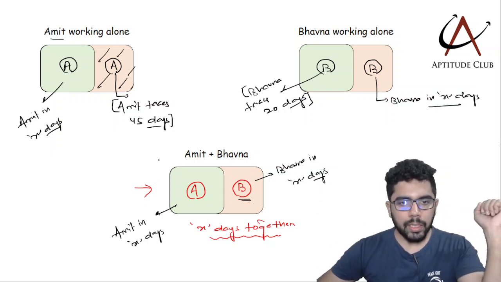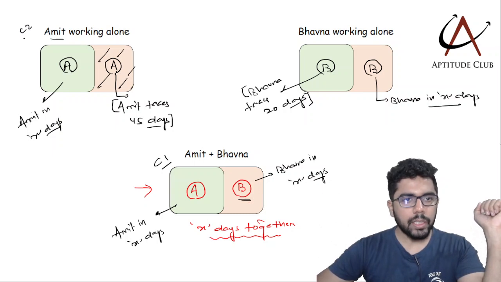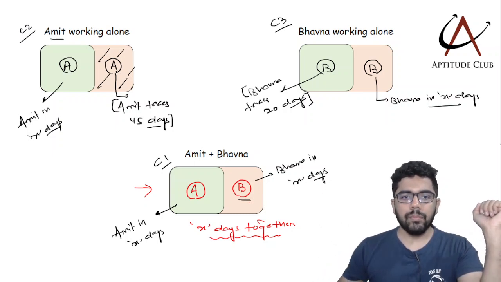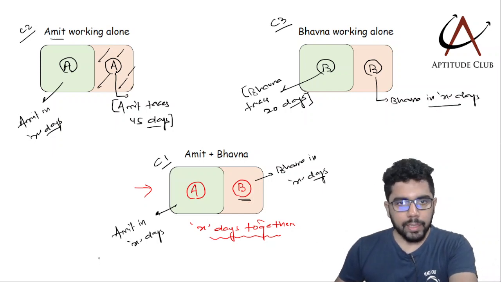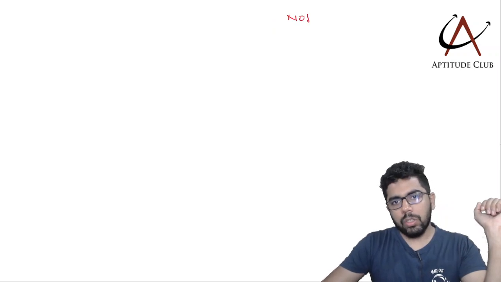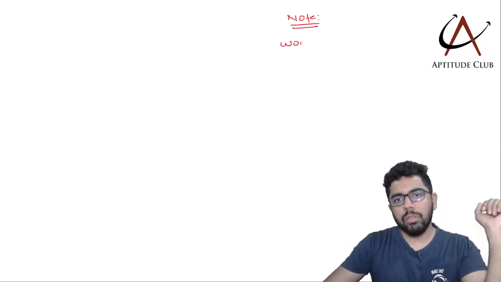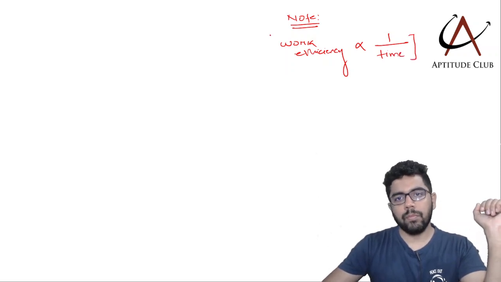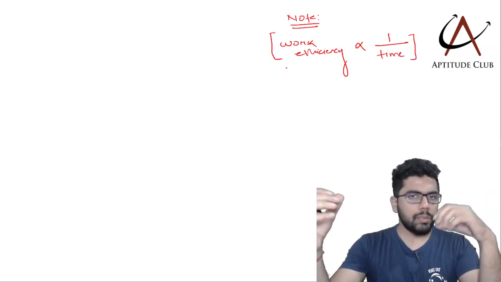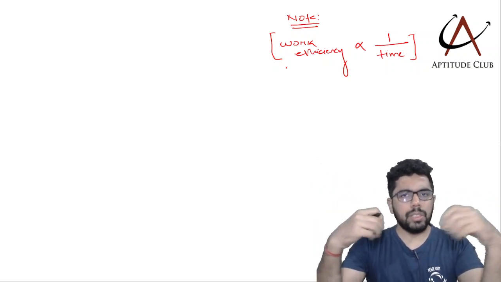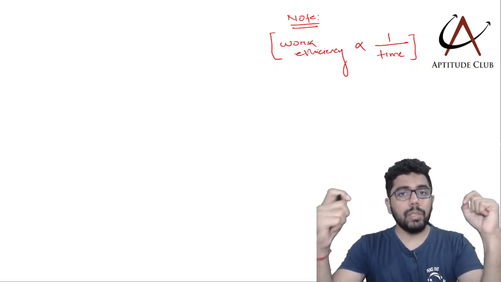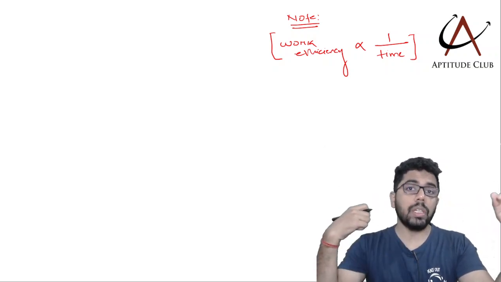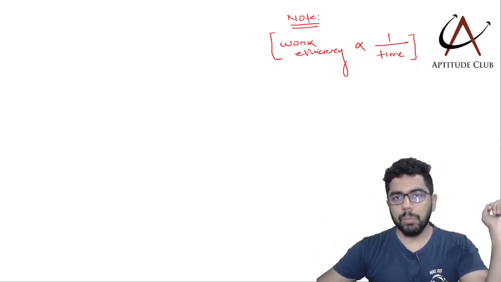If I compare, let us say this is case 1, this is case 2, and this is case 3, and put it in this way, we'll derive a very easy shortcut. To understand the shortcut, we need to know one simple rule: work efficiency is inversely proportional to time. Inversely proportional means if one thing goes up, the other has to come down. This is logical also. If you are more efficient, you will take less time to complete a work, and if you are less efficient, you will take more time.